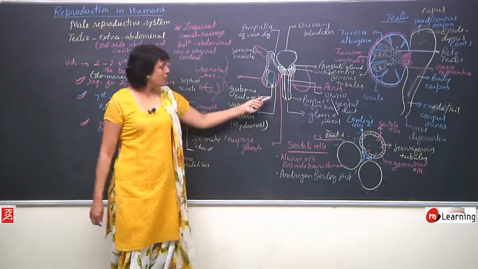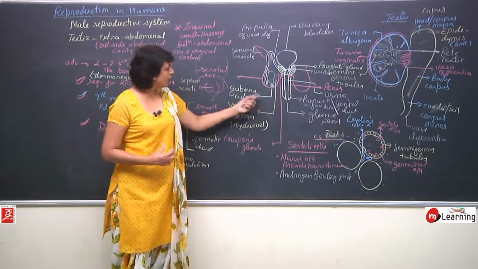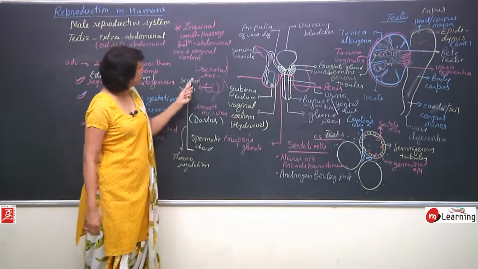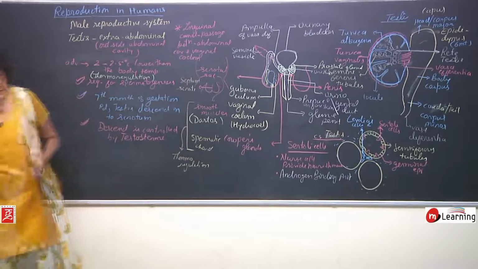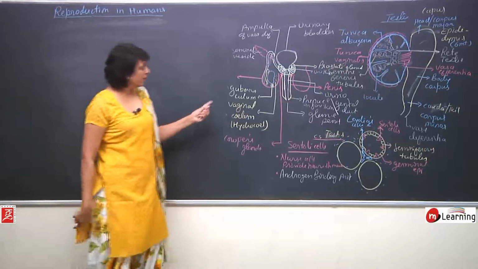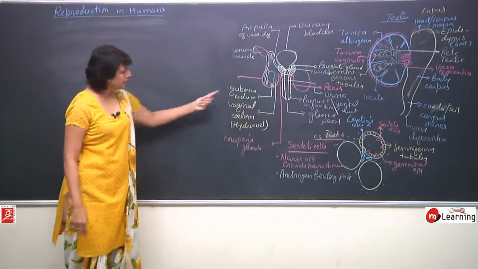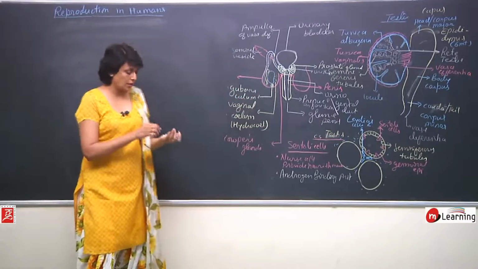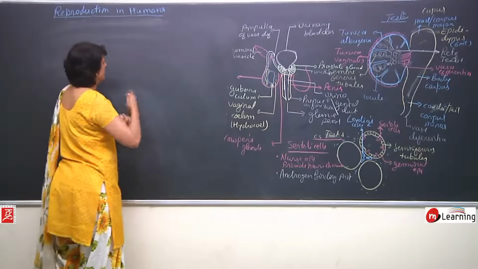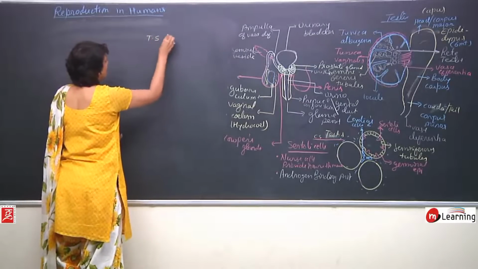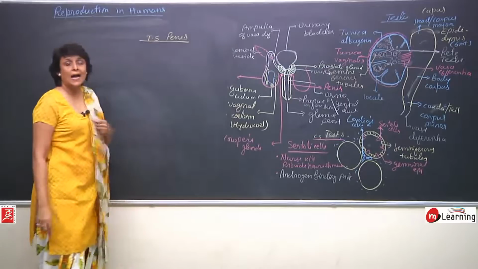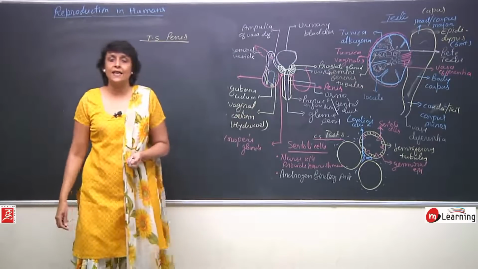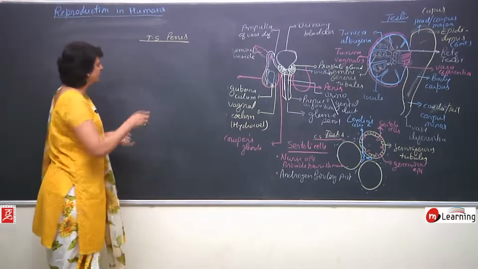Okay, so let us now talk about some more things which are there, and let me just erase a little part so that all these diagrams are as it is. So now keeping these diagrams as it is, let us see the cross section of the penis, the transverse section of penis. It is a highly vascular erectile tissue or organ.